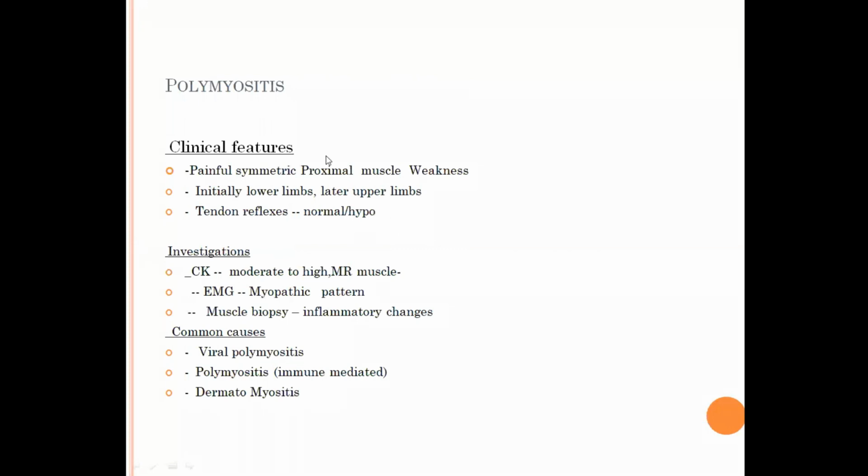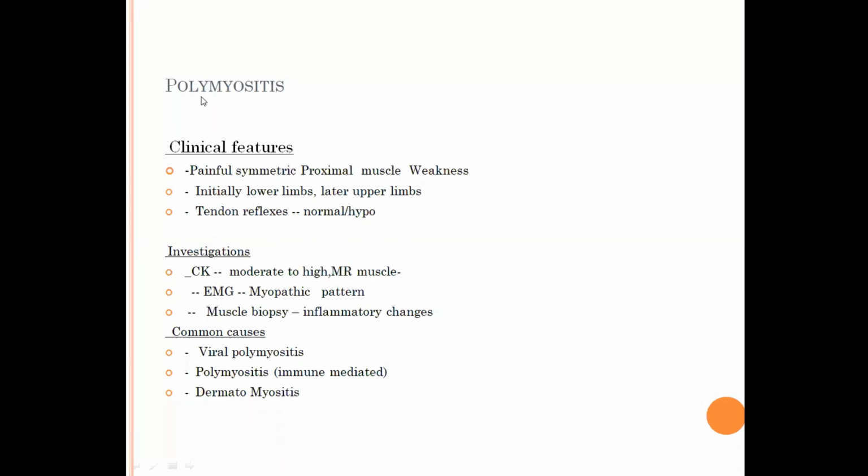So the clinical features are like any other proximal muscle weakness. Initially in the lower limbs. Why lower limbs? Because the lower limbs are bulkier muscles and the activity of lower limbs is to lift the body from the chair or the floor or while climbing the staircase, which requires a lot of muscle energy. And then subsequently it affects the upper limb. Remember, in all muscle diseases, the reflexes are normal until the muscle becomes so weak that there is no elicitation.